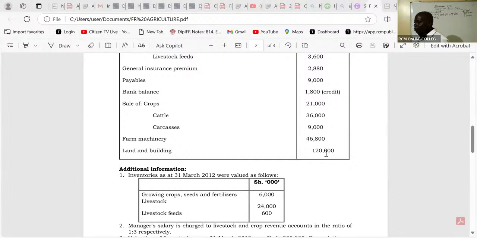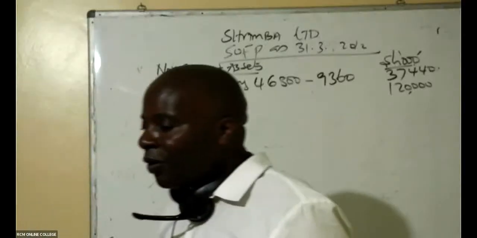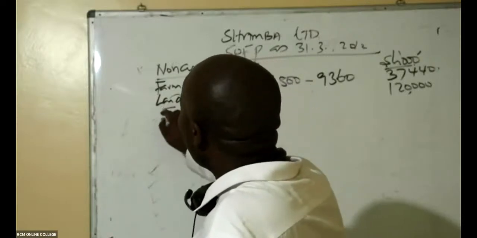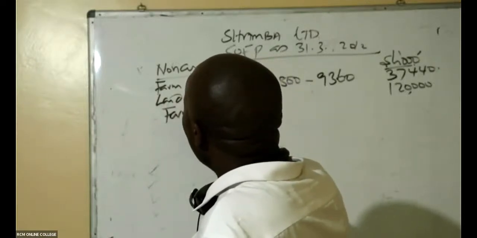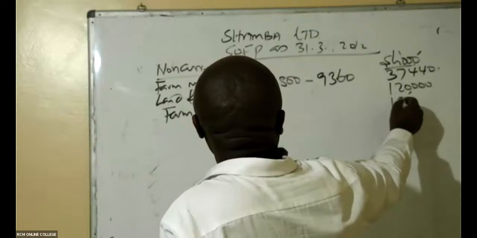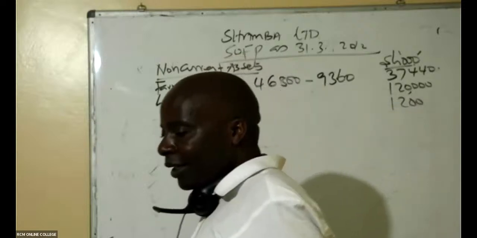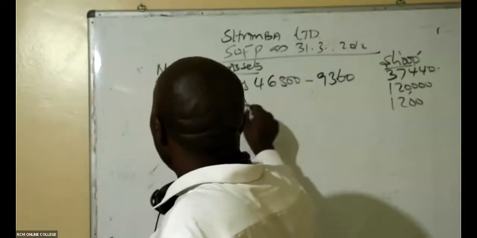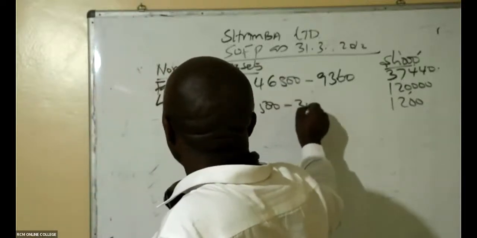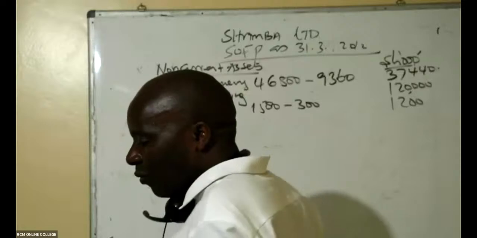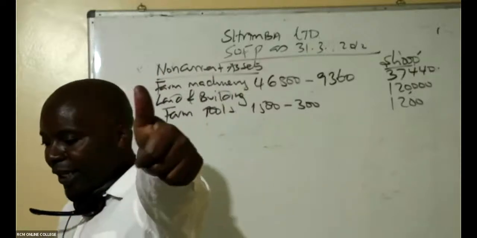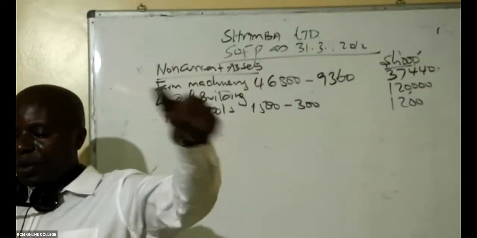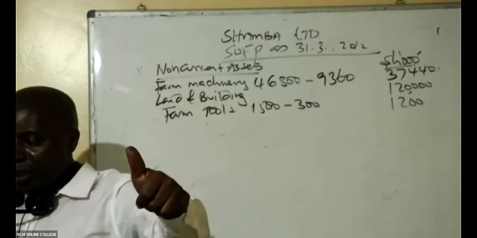After that, we also have some other non-current assets known as farm tools. If you remember farm tools, they did an evaluation at the end of the year, and the value was 1,200. Or you can begin with the 1,500, then subtract the depreciation of 300 to get that 1,200. Up to here, are we okay, ladies and gentlemen?